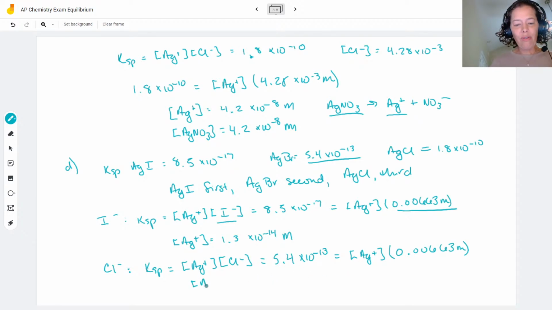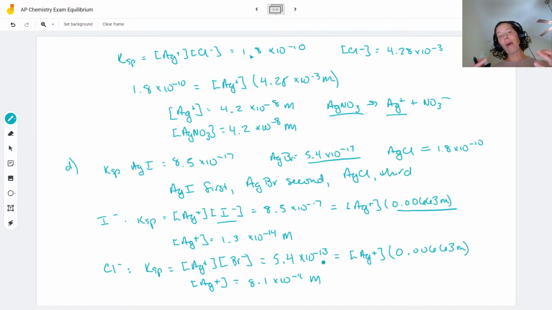So if I solve for the concentration of silver needed to precipitate out, sorry, I took silver bromide there. That's my bad. That should be bromide because I used the KSP for bromide. What is that concentration? This is 8.1 times 10 to the negative 11th molar.